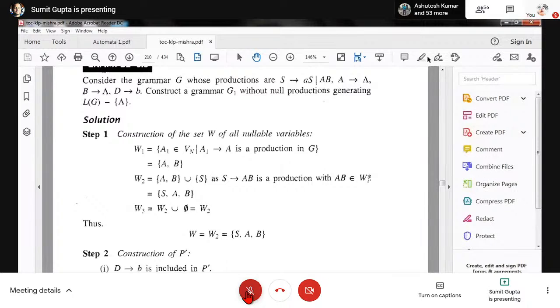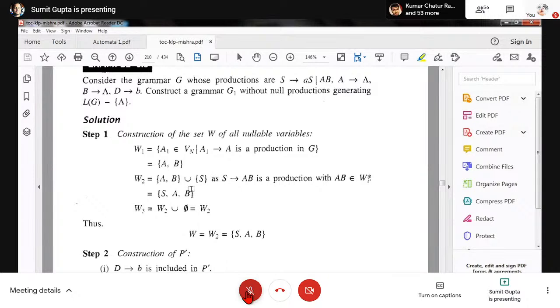This would be null, not A. A1 gives null is a production in G. So we have to use all those variables, all those non-terminals, that directly lead me into null state as the elements of W1. So A and B, because A and B directly give me null, form the elements of the set W1. Similarly, next we'll do W2, where W2 would be composed of W1 union S.